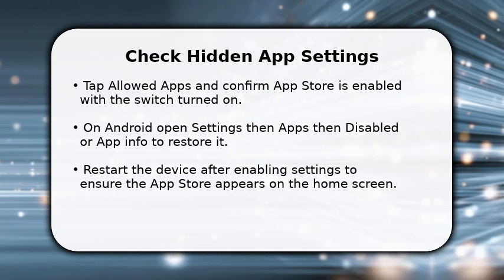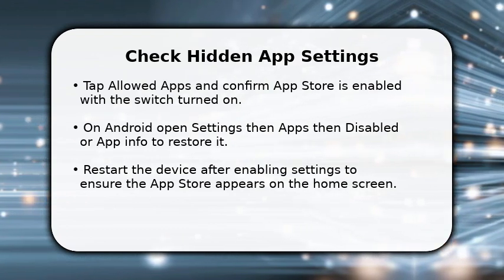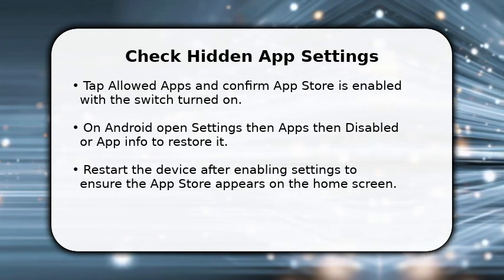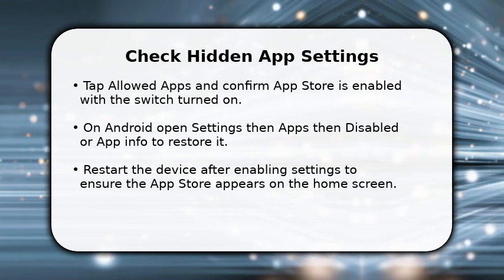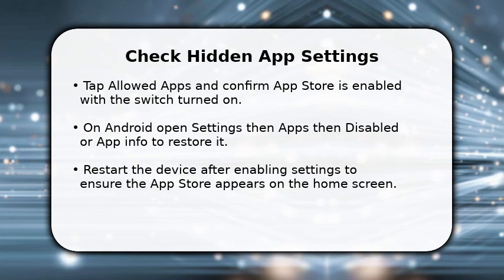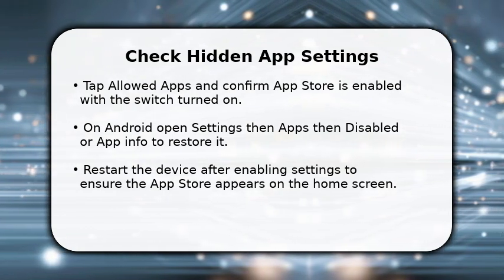On Android, open Settings, then Apps, then Disabled, or App Info to restore it. If you still cannot find the App Store, use Search or Reinstall from the official site. Restart the device after enabling Settings to ensure the App Store appears on the home screen.